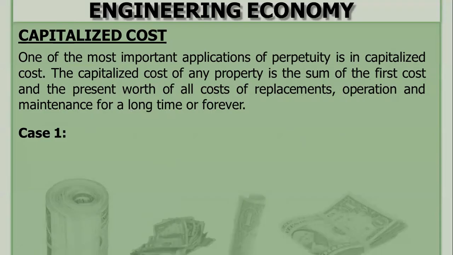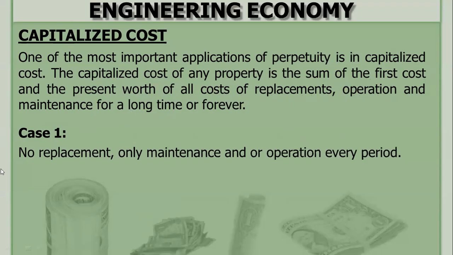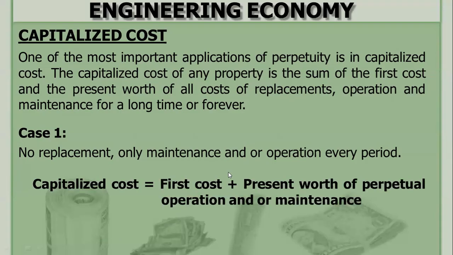So, there are 3 cases. Case 1 is no replacement. Present worth of all cost of replacement, operation, and maintenance: only maintenance and or operation every period. Therefore, the capitalized cost is first cost plus present worth of perpetual operation and or maintenance. So, there is no replacement.